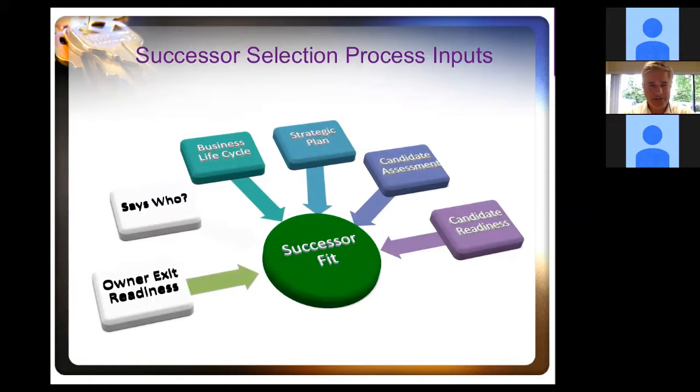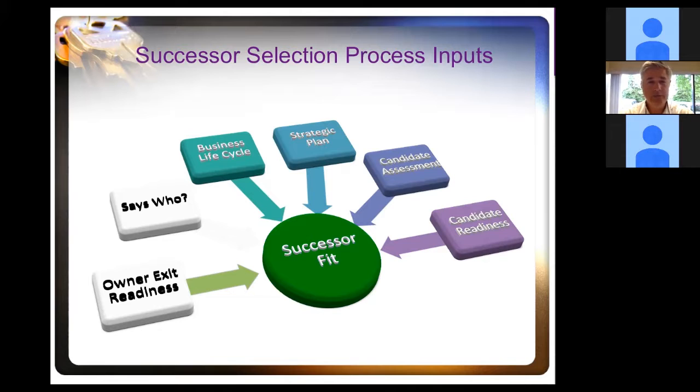Selecting the successor. Okay, this one I think is pretty key. I want to sit on the slide for a few minutes. First is the owner's exit readiness. Now, we talked about those 3 passageways: financially ready, leadership succession ready, and emotionally ready to exit the business. So the owner has to be ready, or it's just not going to happen. You're not going to hand it off.